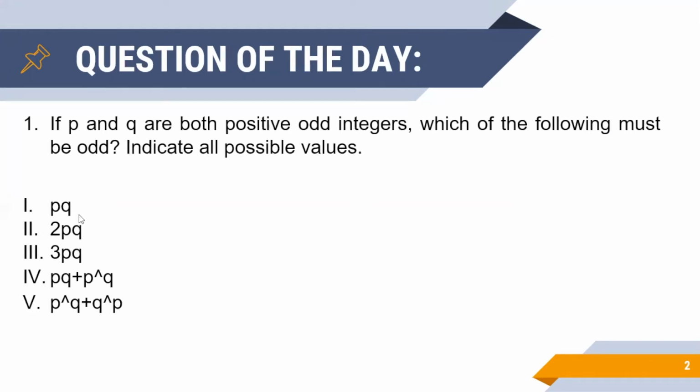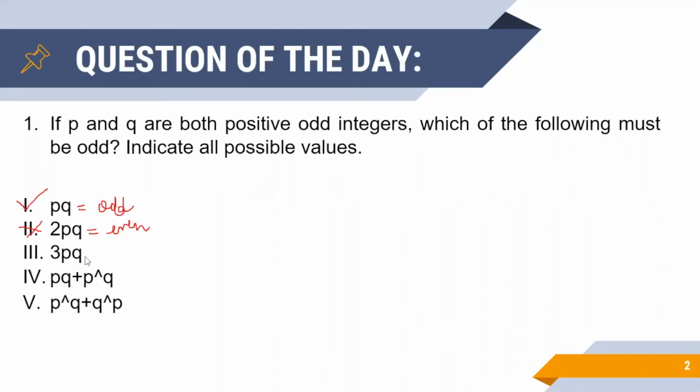For example, in expression 1, that is PQ, we see it is actually the product of two odd numbers, and we know for a fact that the product of two odd numbers is always odd. Hence, option 1 is always odd. Next, 2PQ has 2 as a factor and hence it is always even. Thus, we can safely eliminate option 2.